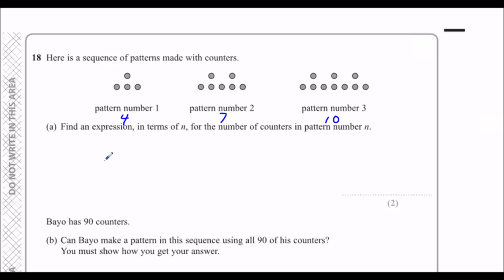So it's 3n. 3n is the 3 times table, which goes 3, 6, 9. So 3n, the 3 times table, but it's always one more than that. So this is the 3 times table plus 1. Always one more than the 3 times table.